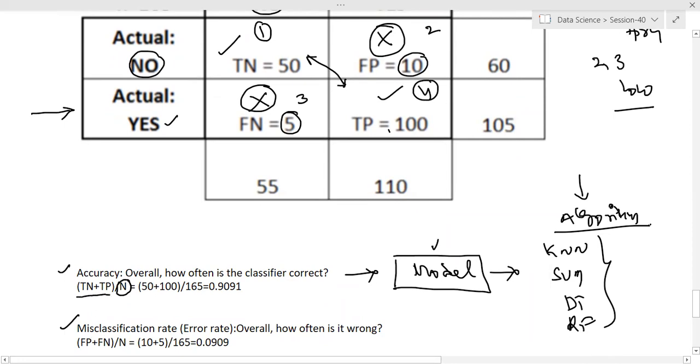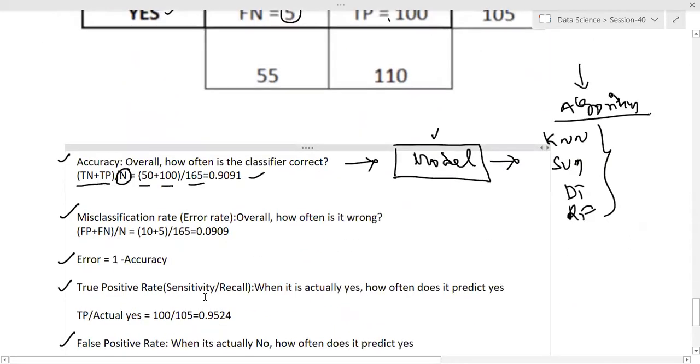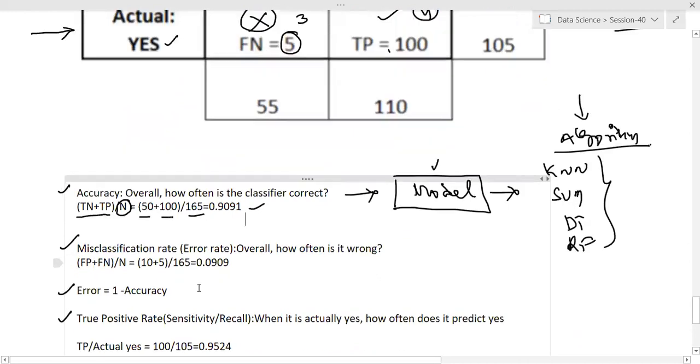In this case, friends, we are having 50 true negatives, 100 true positives, divided by 165, because the total samples we are having is 165. If you compute, we got around 90.91, so if you convert into percentage, we'll be getting about 90%. That means the accuracy depends on the true negative and the true positive ratio of the total samples. Now, what do you mean by misclassification, friends?